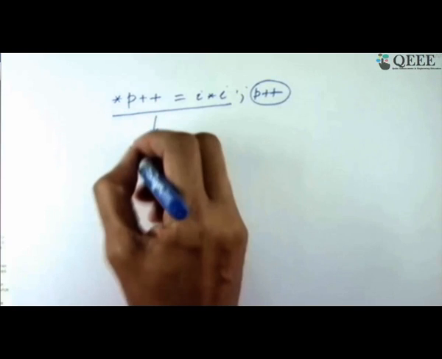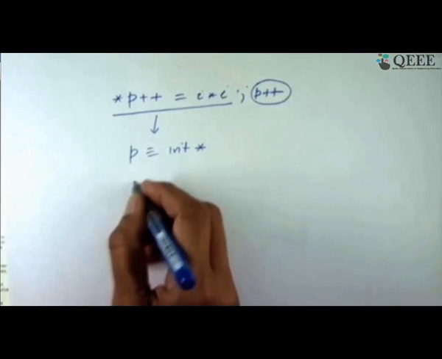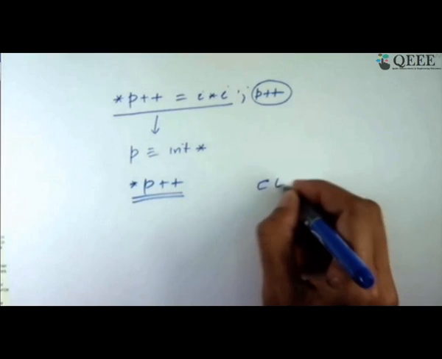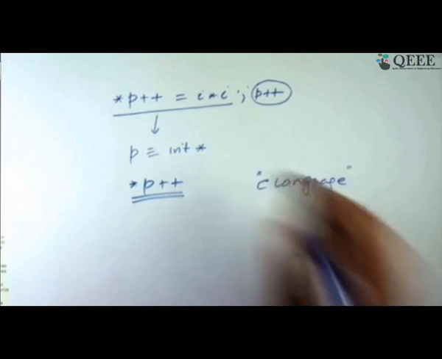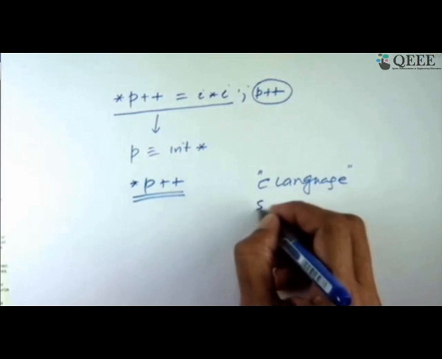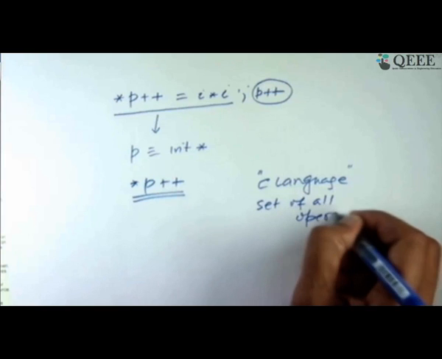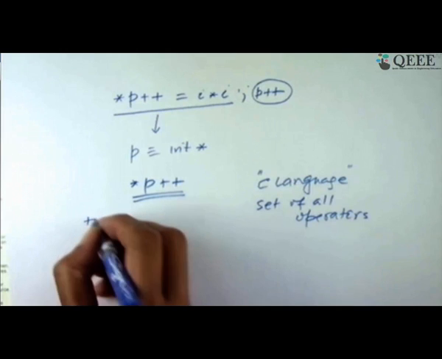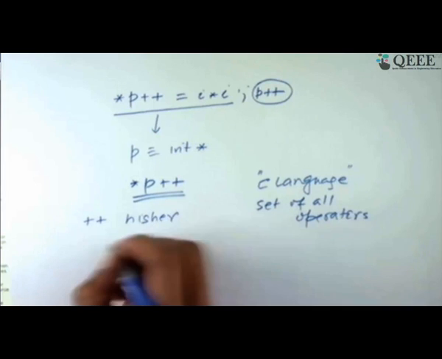What is P? P is int star. The type of P is int star, an integer pointer. So how do you decode this expression *P++, and why? It cannot be decoded according to my wish or your wish. We have to follow the rules of the C language. The language has defined the set of all operators. I have it on my slide somewhere, which you can read up. The operators have precedences, and plus plus is a higher precedence operator relatively as compared to star.